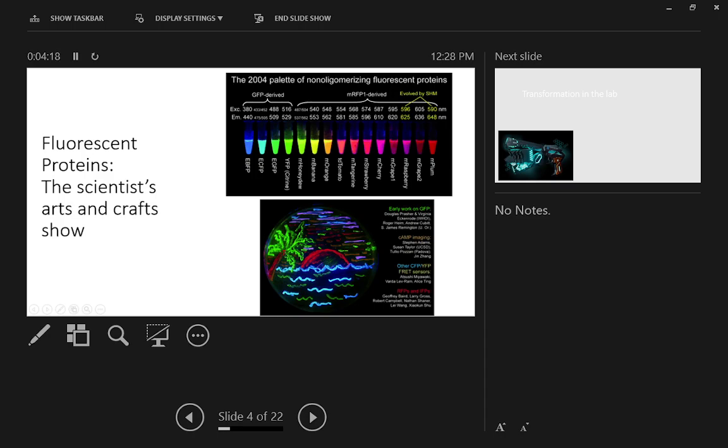Fluorescent proteins. One of the things that we're going to be messing with for this experiment is fluorescent proteins. It's basically scientists' arts and crafts show. It's not really. We use the different fluorescences for various properties, especially if we're trying to verify different locations of proteins.